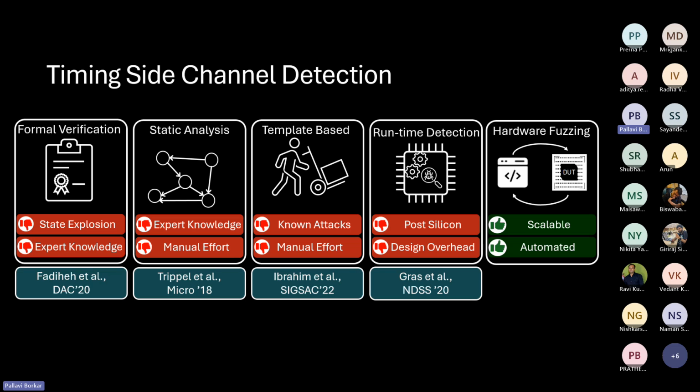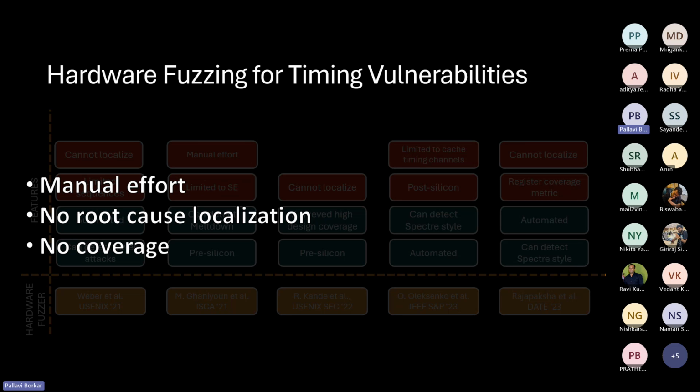So, does that mean that detection strategies using hardware fuzzing don't exist? Of course they do. But these are just a small subset of the existing detection methods using hardware fuzzing. Then does that mean that our problem is solved? No. All of these methods suffer from three common limitations. A lot of these fuzzers actually require manual effort, even though hardware fuzzing ideally should be completely automated. These methods also do not allow for any root cause localization, and they also do not provide relevant coverage.